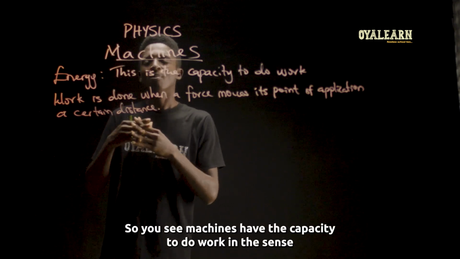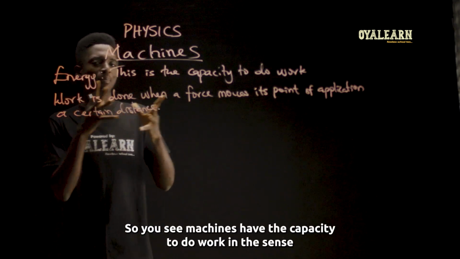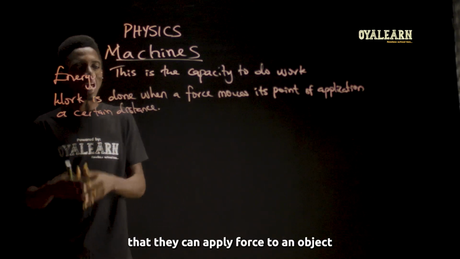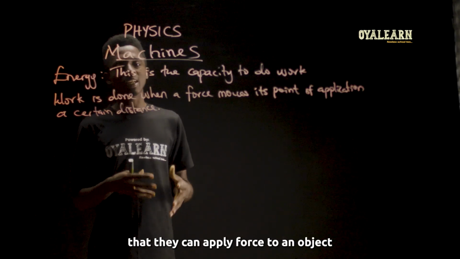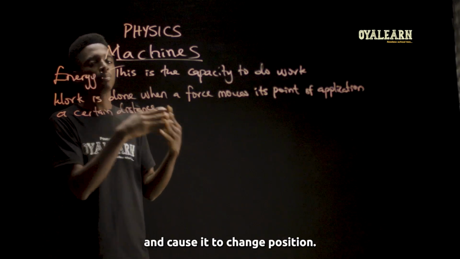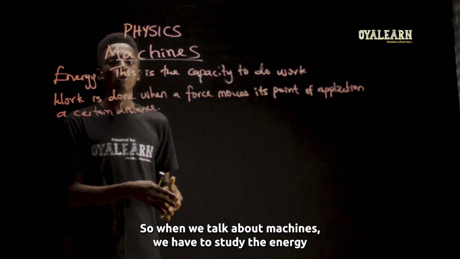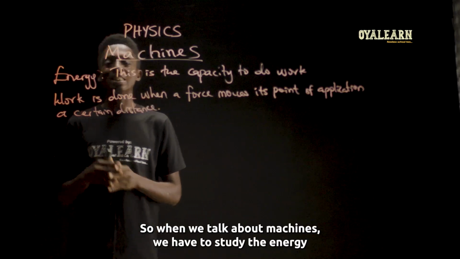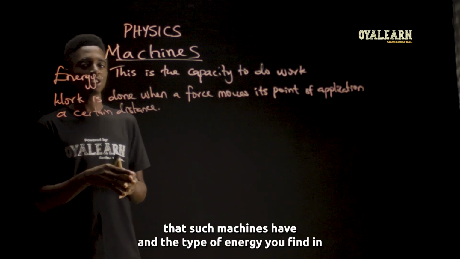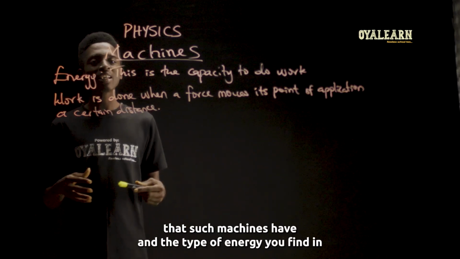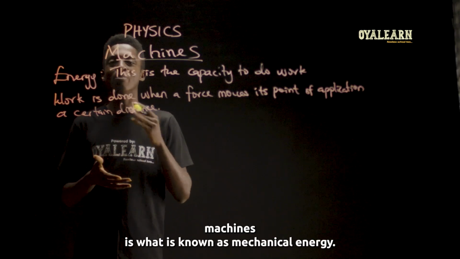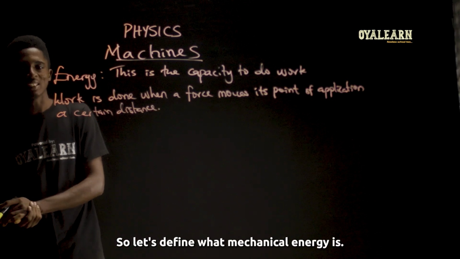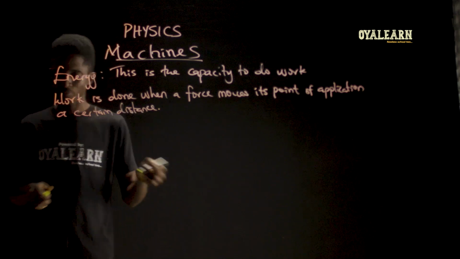Okay, now you see these two things help us to understand machines better. So you see, machines have the capacity to do work in the sense that they can apply force to an object and cause it to change position. So when we talk about machines, we have to study the energy that such machines have. And the type of energy you find in machines is what is known as mechanical energy. So let's define what mechanical energy is.